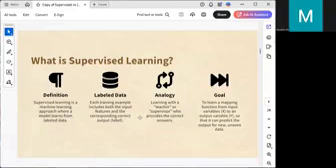Next is going to be the analogy. Analogy is an example we are going to give: learning with a teacher or supervisor who provides the correct answer.